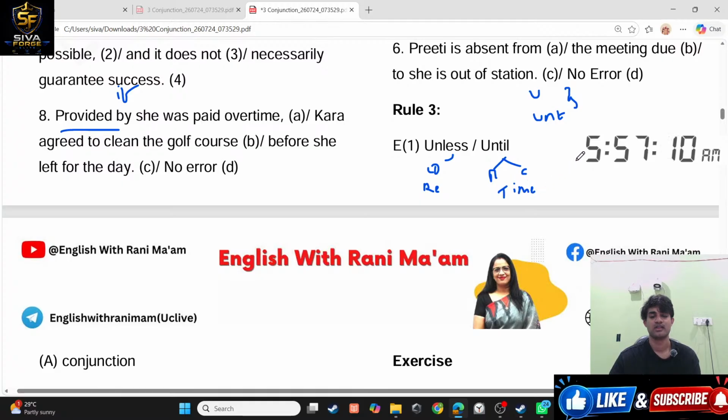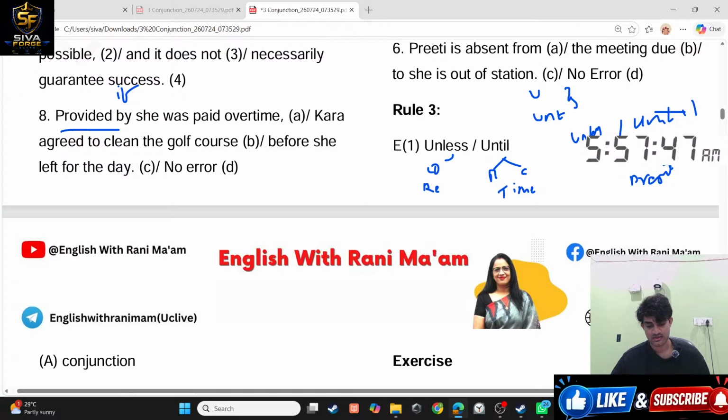Next one is unless or until. Okay, unless and until both are negative words, and we should not use negative words in the same clause, and we should use present tense. This is the third one, and I forgot the fourth one. Now I will tell you. See, until tells the time, and unless tells the condition, not reason.